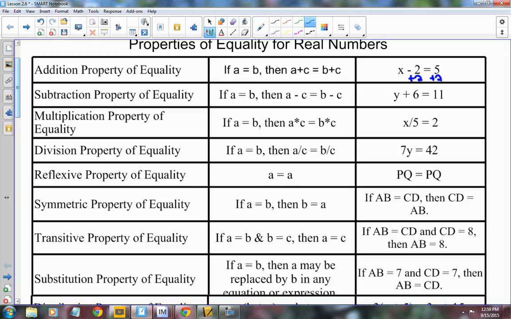The second one is the subtraction property. Just like the addition property, it allows us to subtract something from both sides of the equation. So looking at this one.